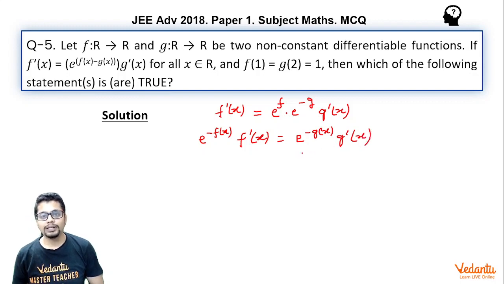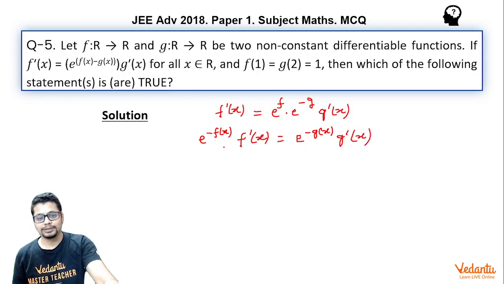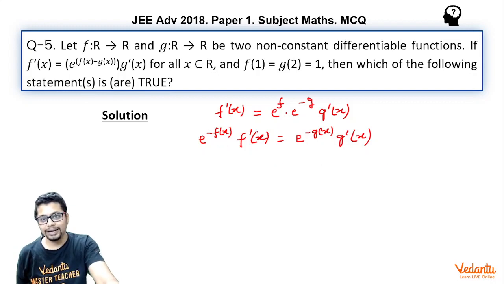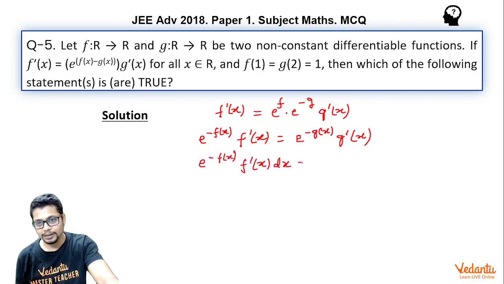Now if you see carefully, we can integrate both sides. Say on the left hand side, if I take f of x to be t, f prime x dx would become dt. So it becomes the integration of e to the power minus t dt, which essentially is minus e to the power minus t. So basically I'll integrate both sides, and an interesting part here is I'll integrate from 1 to 2, because f of 1 and g of 2 we know, and we want to comment upon f of 2 and g of 1.